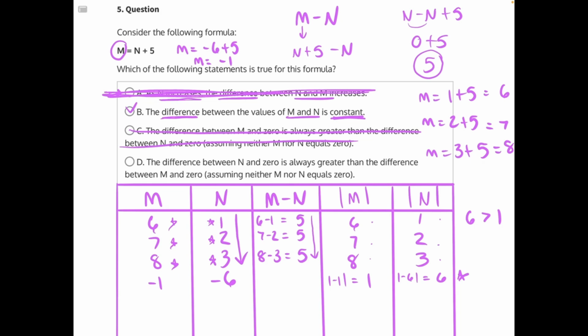For answer choice D, the difference between n and 0, again the absolute value of n, is always greater than the difference between m and 0, or the absolute value of m. In this case, we don't need to plug in any new numbers. We can look at the table we already have and see that that is incorrect, because the absolute value of n, 1 is not greater than 6, 2 is not greater than 7, 3 is not greater than 8. So D is also incorrect, making B our only correct answer.